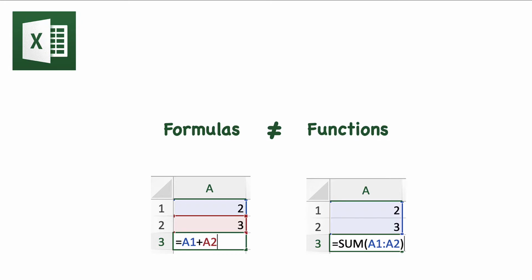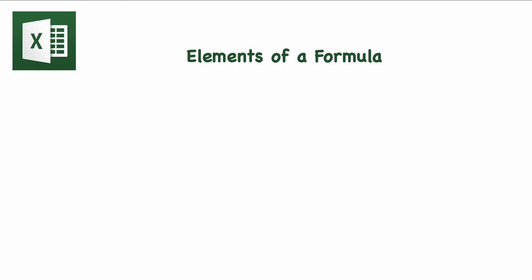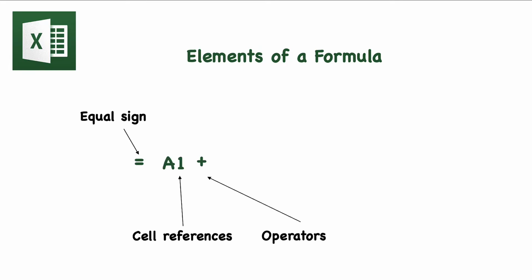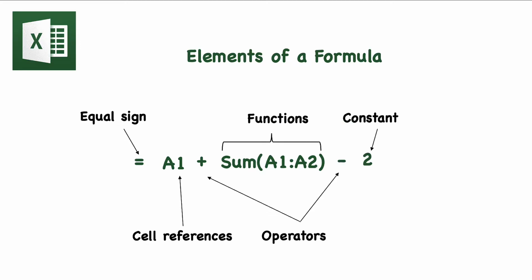So let's talk about these elements. First, and most important, a formula must start with the equal sign, followed by any combination of the next elements: cell references, operators, functions, and constants. Let's take a deeper look at each of these elements while I show you how to insert a formula using them into the spreadsheet.